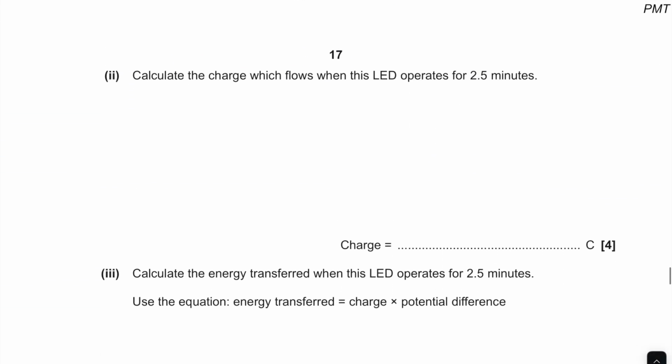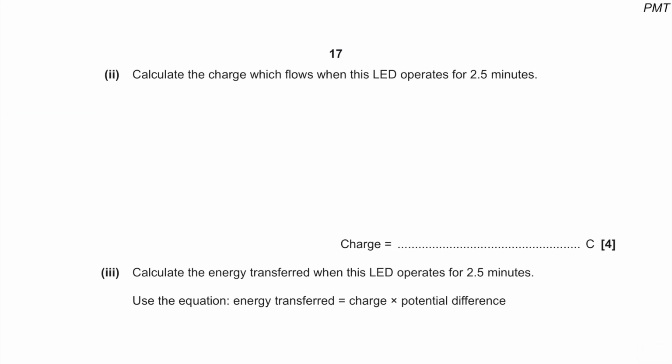So let's move on to part II. Calculate the charge which flows when the LED operates for 2.5 minutes. Again, we need to make sure that we convert any units, such as minutes, into seconds. And Q, as we know, is I times T. And with the current of 0.03 amps and the time of 2.5 times 60 seconds, that would be 4.5 coulombs.